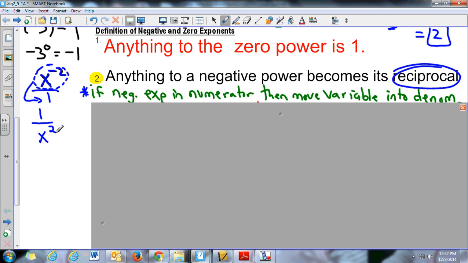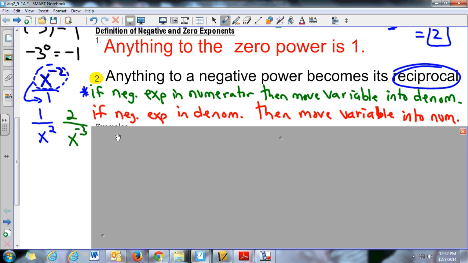Well, what if we have a variable in our denominator that happens to be negative? Let's say we've got like a 2 over x to the negative third. Again, we don't want to have negative exponents. That brings us to the next part here. If we have a negative exponent in our denominator, then we want to take that entire variable with the power and move it into the numerator.